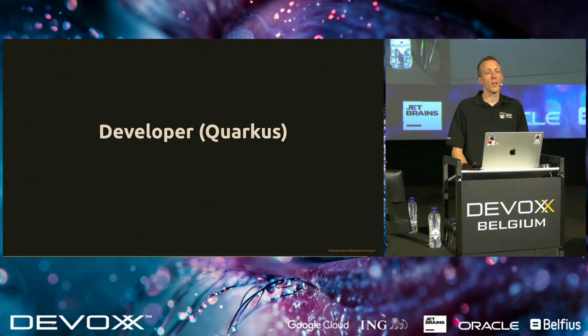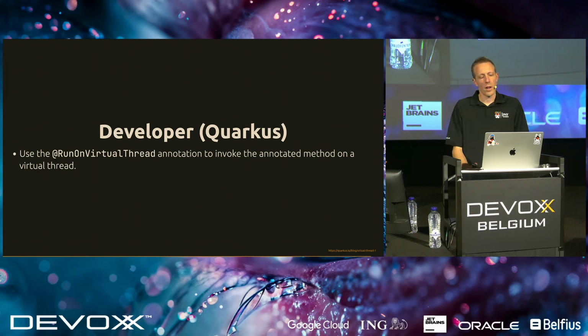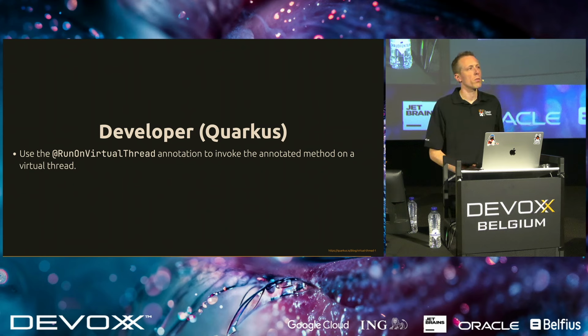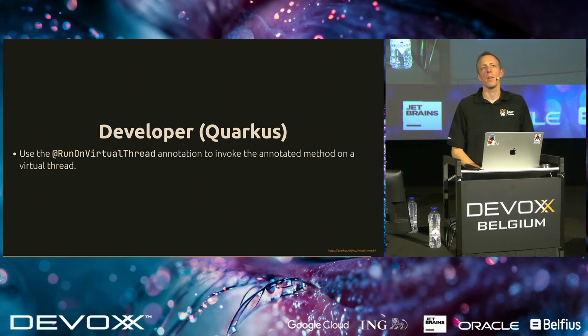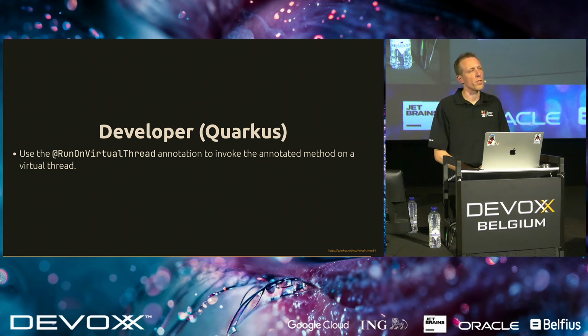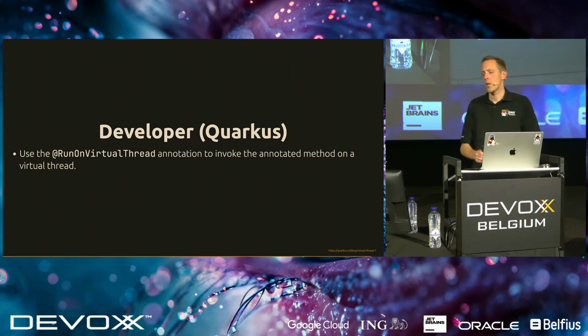And if you're working in a Quarkus project, I found this annotation that I think is very useful, the run on virtual thread annotation, which can make sure that any method that you annotate with it runs on a virtual thread. I've also seen examples where methods annotated with this annotation also started up structured concurrency scopes. So there's a lot of experimentation already going on. So you should definitely try that out and see how that runs and how that performs.